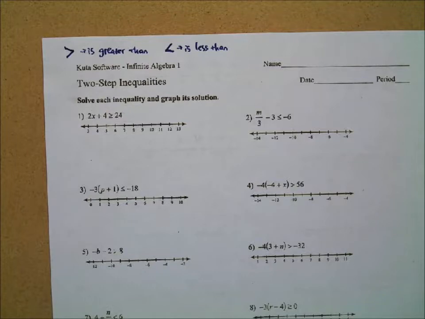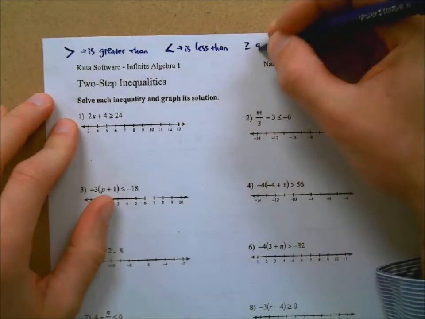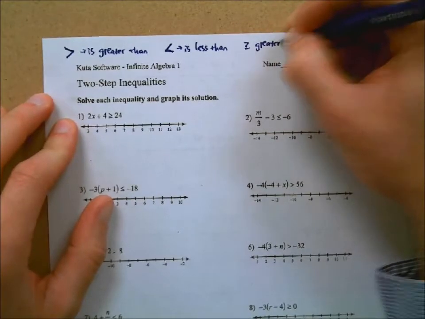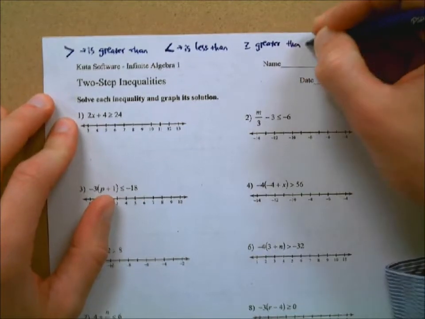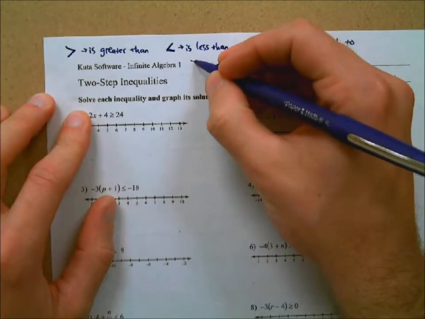How about this one? Less than or equal to. Again, looks like a capital L. It's got the little equal to sign there, okay? So keep that in mind. Those words are going to be very important that we understand that. And so I'll go ahead and put that here. Greater than or equal to. I'll put it down here. And then less than or equal to.